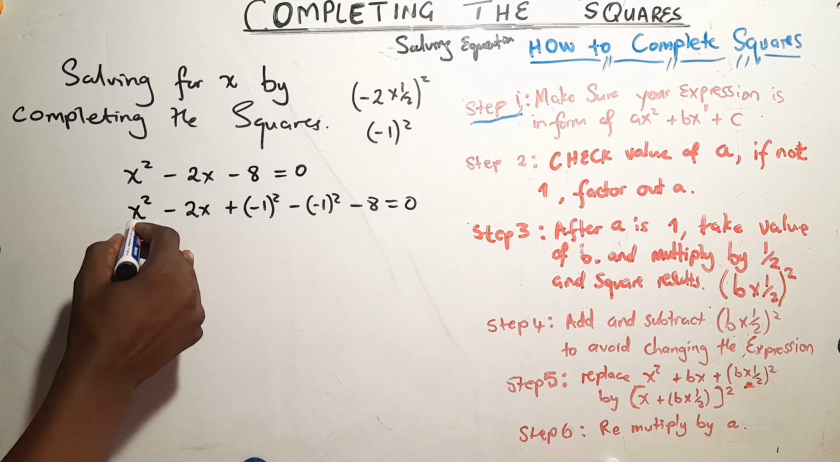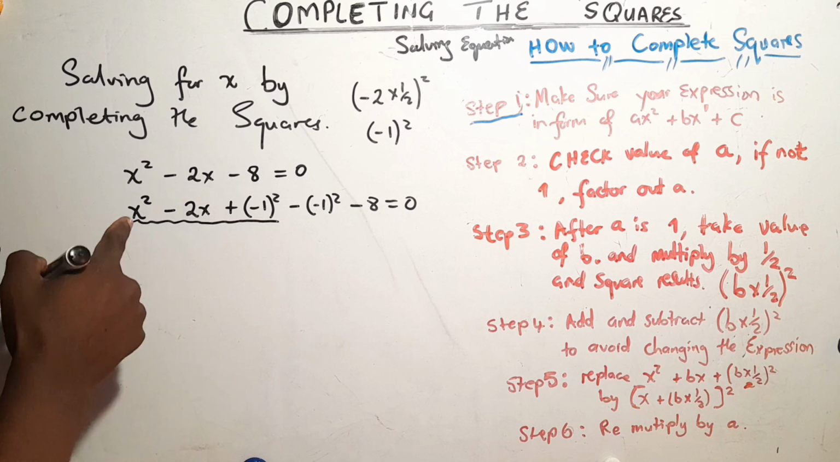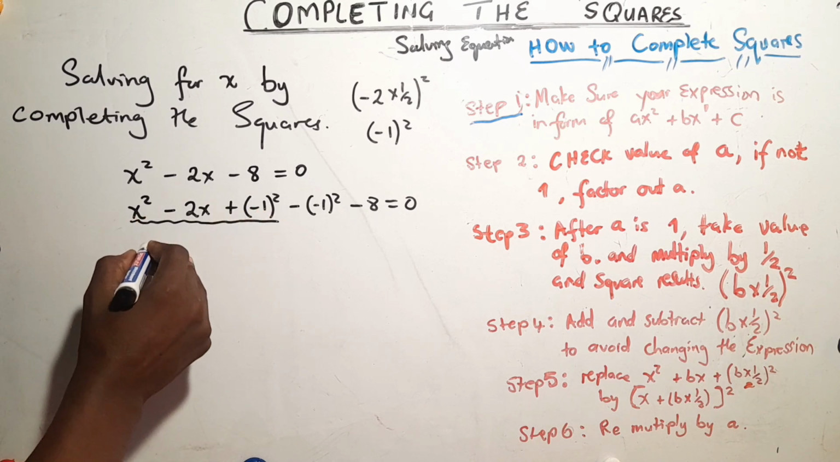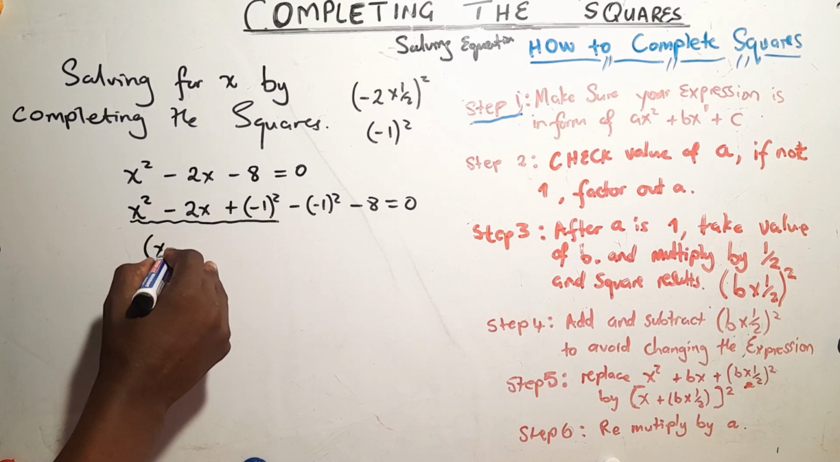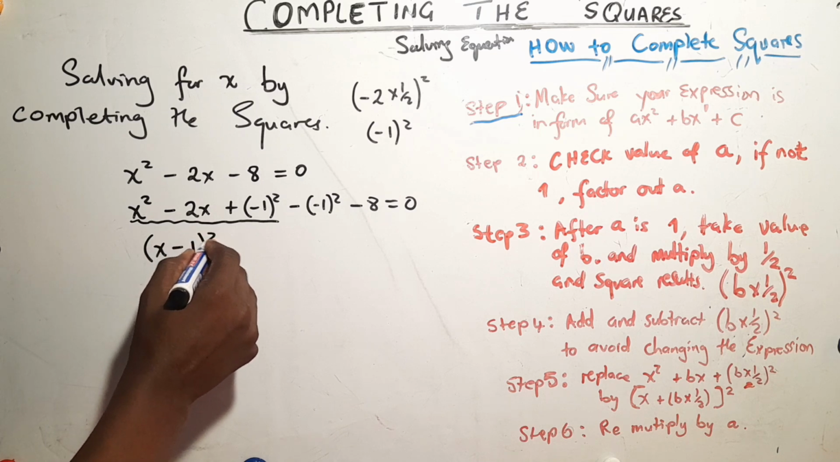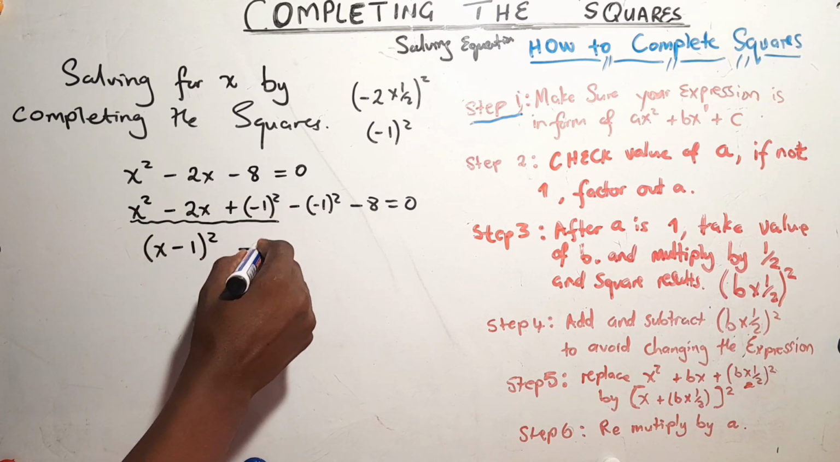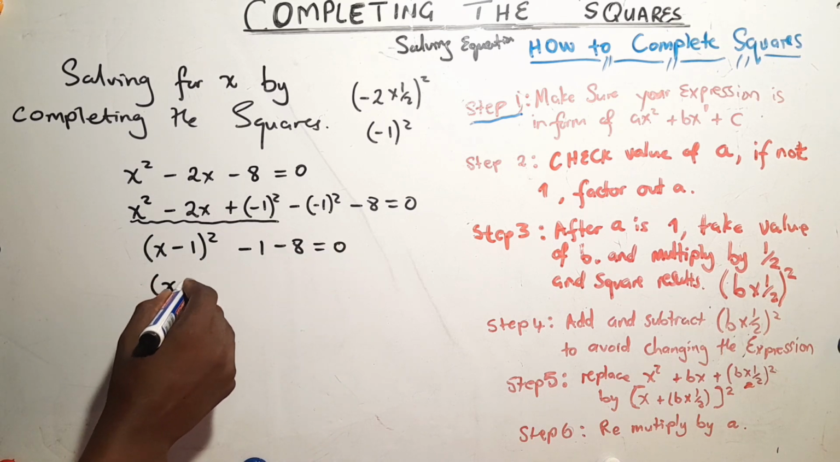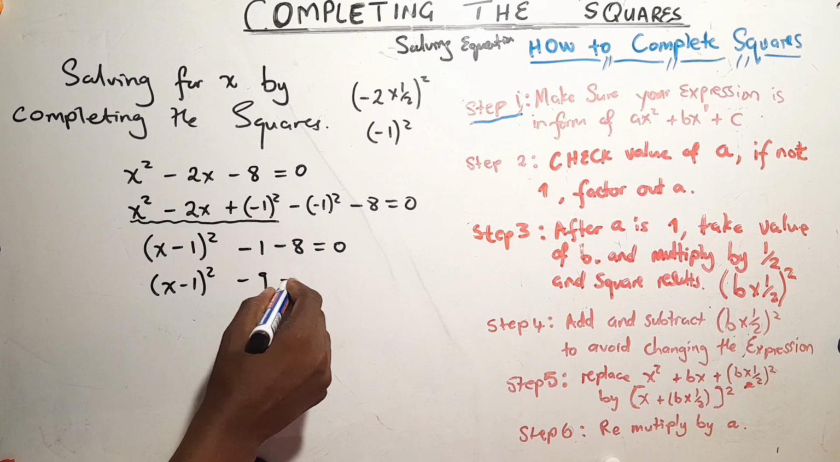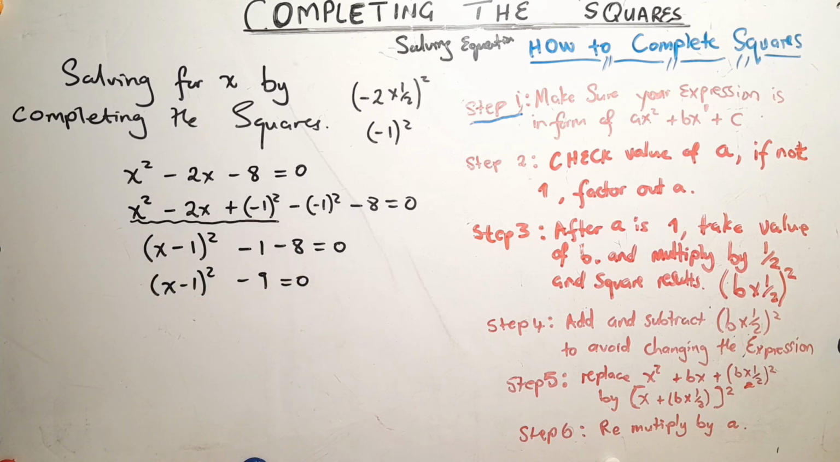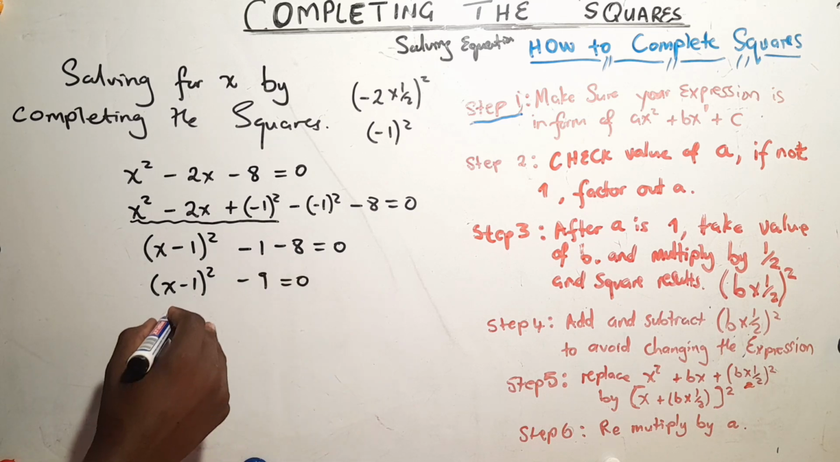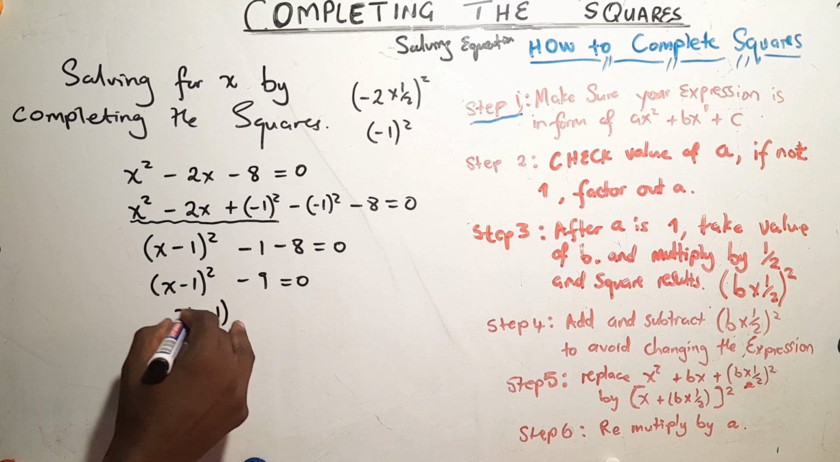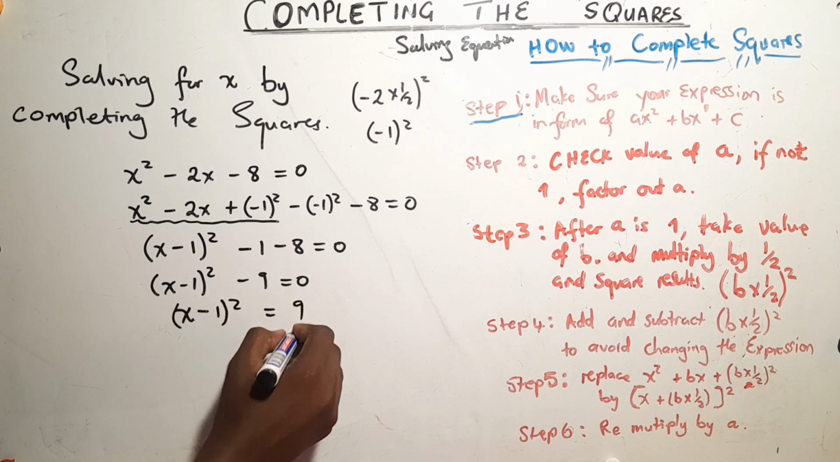And I said we can replace this by just taking this value and that value and squaring them. So this becomes x minus 1 squared, and this will be minus 1 minus 8 equals 0. So this is x minus 1 squared minus 9 equals 0. But now since we are solving the equation, rather than just completing the square, it means that we can take this 9 to the other side. So our x minus 1 squared becomes 9.